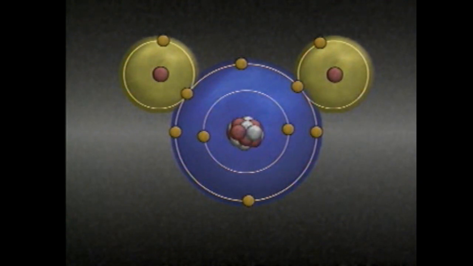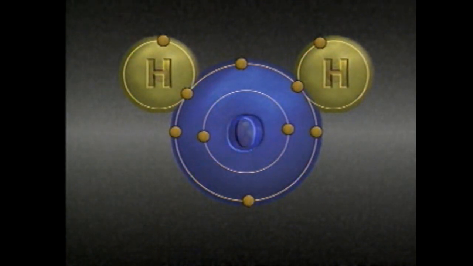For example, water molecules are held together by covalent bonds. A water molecule consists of two hydrogen atoms and one oxygen atom. Each hydrogen atom has one valence electron, so that makes a total of two.